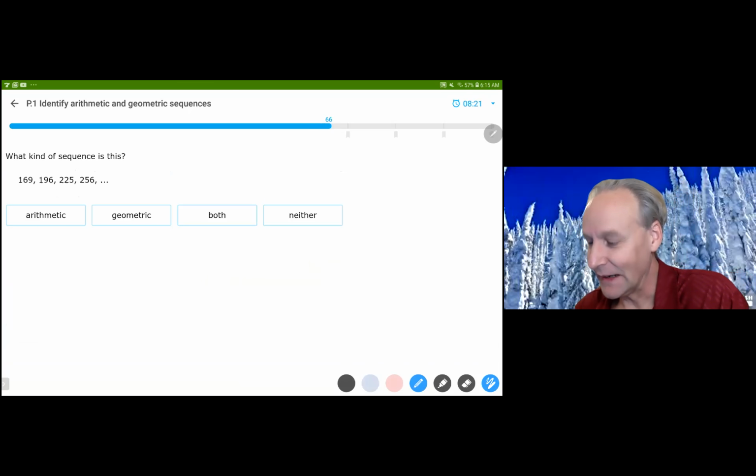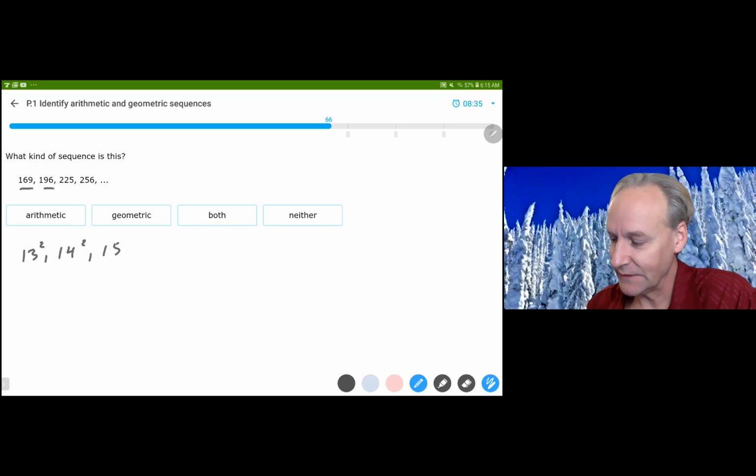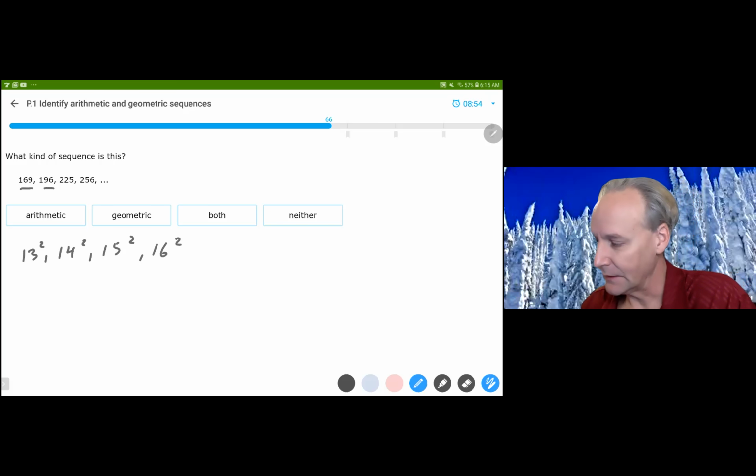All right. This one is interesting, and it is a really cool sequence. Do you recognize these numbers? You may not, because these are sort of big ones. This is 13 squared, 14 squared, 15 squared. This is one of those that you really need to know. So we multiplied by 13, then we multiplied by 14, and so on. This is neither, even though it's a really nice sequence of perfect squares. That's what we call these things. These numbers are called perfect squares. And there's some really cool, easy ways to remember them. Maybe we'll go through it in another video. That's neither.